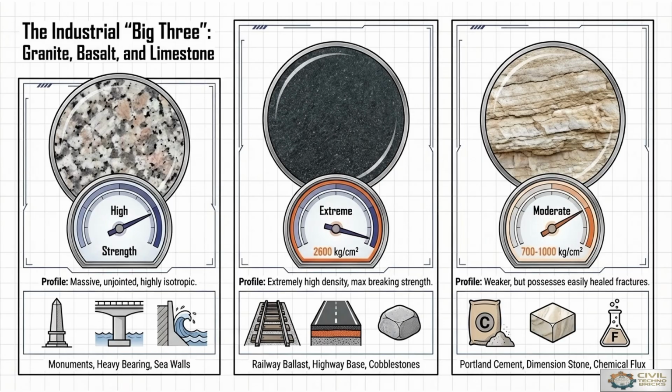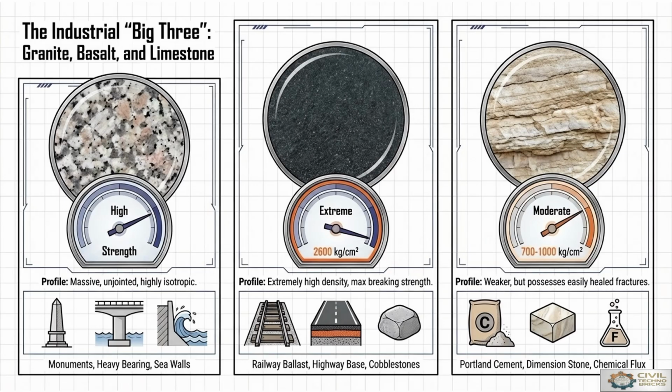At the same time, the profile of basalt is extremely high density with maximum bearing strength, which is most useful to construct railway ballast, highway flexible bitumen base course and cobblestones. Third one will be limestone, where the profile is weaker but possesses easily healed fractures, which is most useful for Portland cement manufacturing, dimension stone, or the chemical fluids in chemical laboratories.